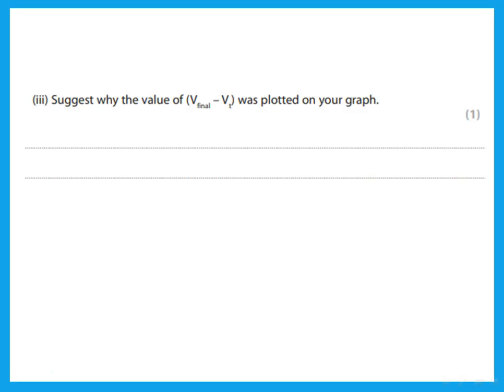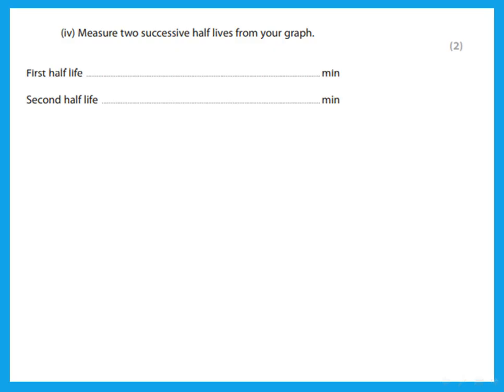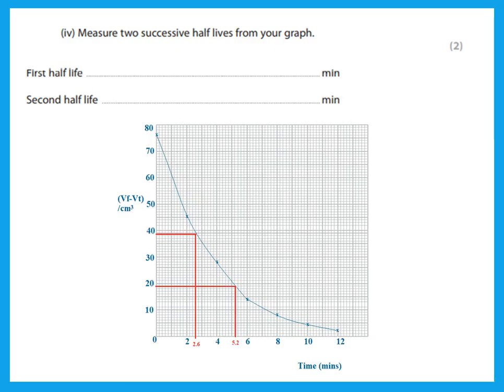And he says, suggest why the value was plotted on your graph. This is because the change in volume is proportional to the concentration. So it is as if I am plotting concentration. Now measure two successive half-lives from your graph. Again, if I have this graph, how do we get half-life? We said the y-axis here represents concentration. So if I'm starting with 40 to 20, I can see the first half-life from 80 to 40.